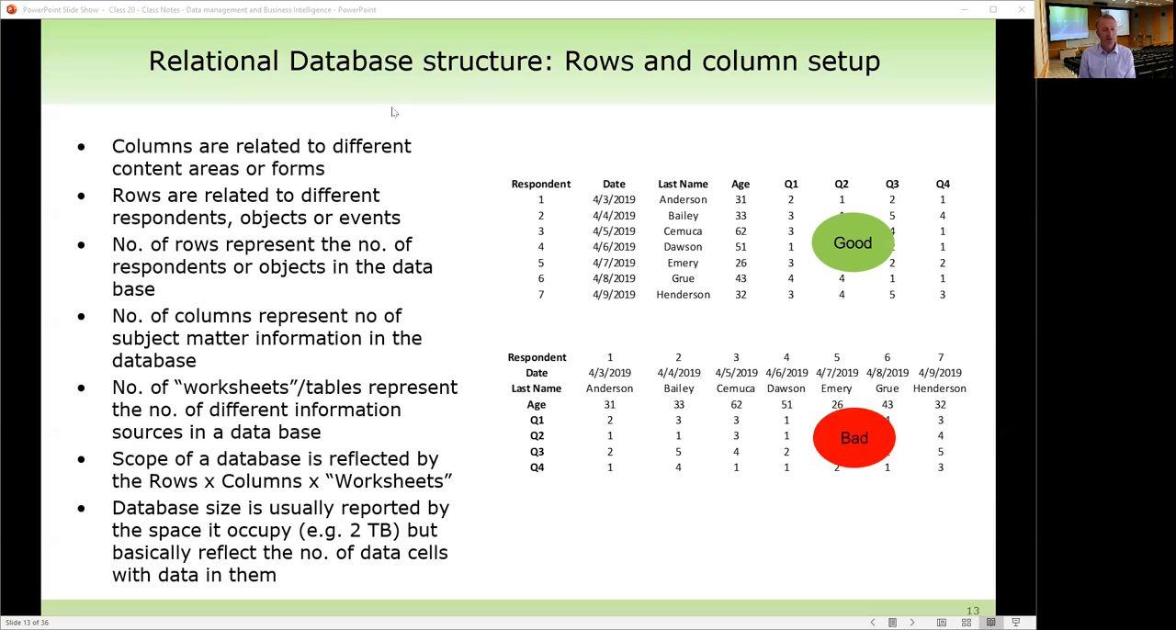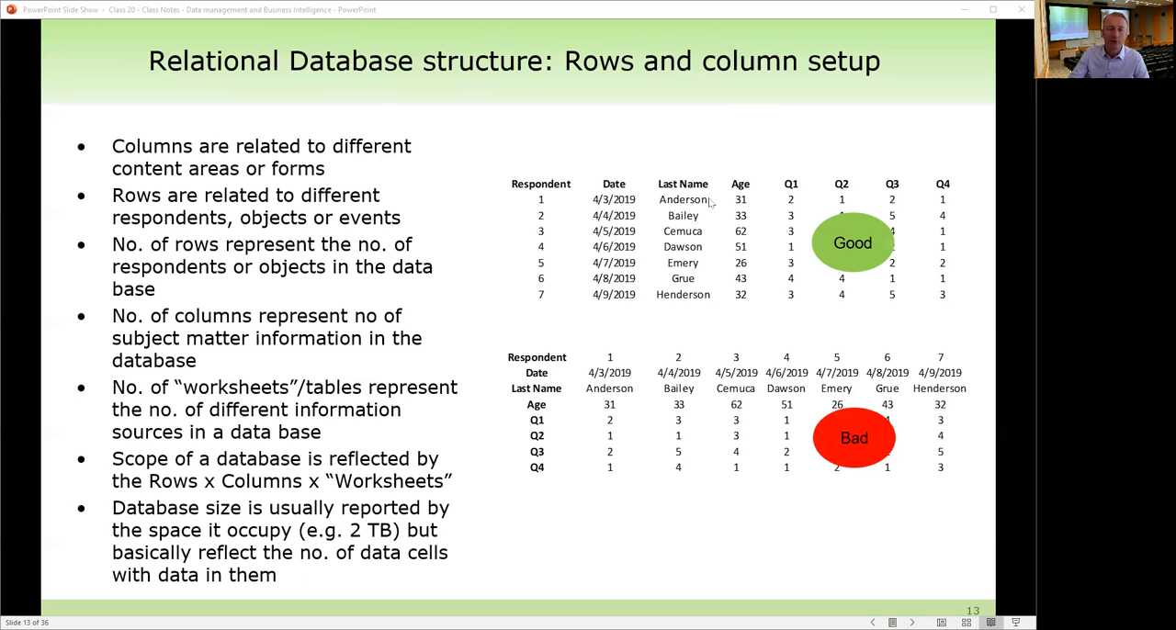Database size is usually reported by the space it occupies. That's why if you buy a computer, it's talking about a 2 terabyte or 1 terabyte or 500 gigabyte storage area. But this normally reflects the number of data cells with data in them. So there's a relationship between how many data cells something has and the database size.